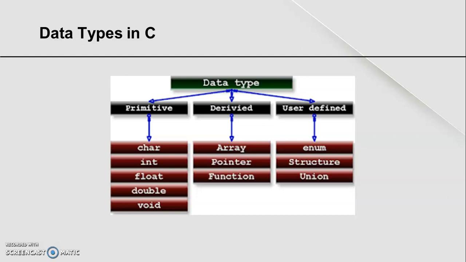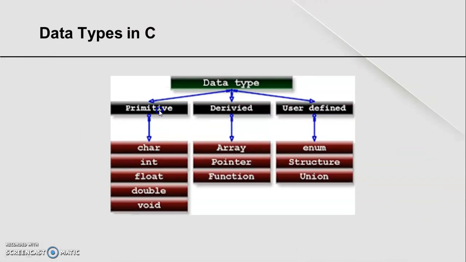Now this diagram shows data types in C, which we have already covered in second semester while studying the programming in C subject. Data types in C are classified into three categories. Primitive data types: in primitive we have char, int, float, double, void. We have discussed all this. And in derived we have arrays, pointers, functions, which are also covered.